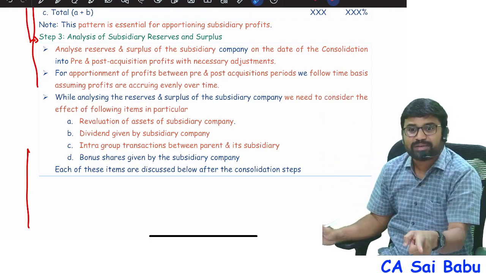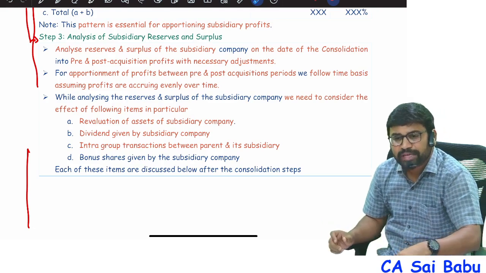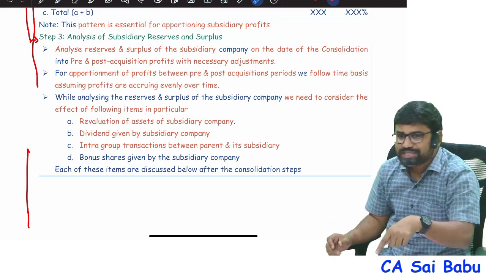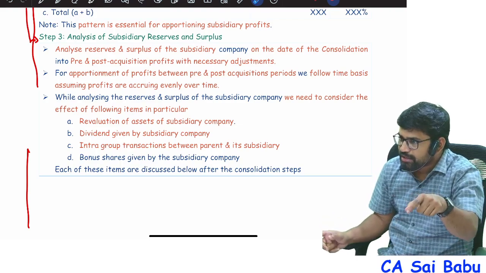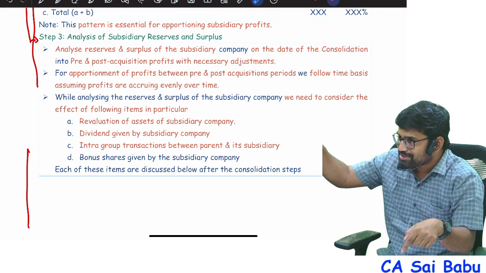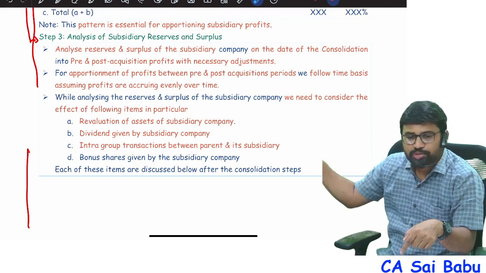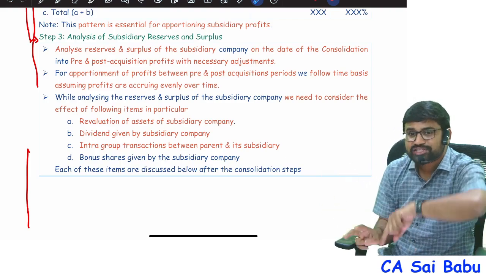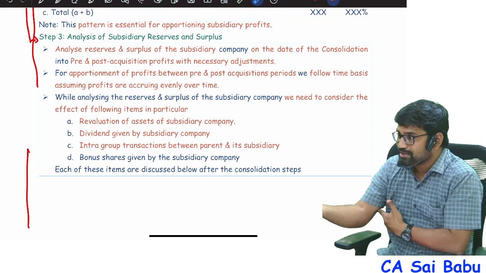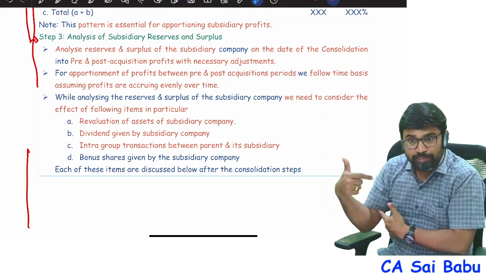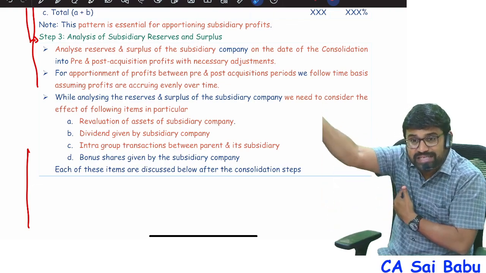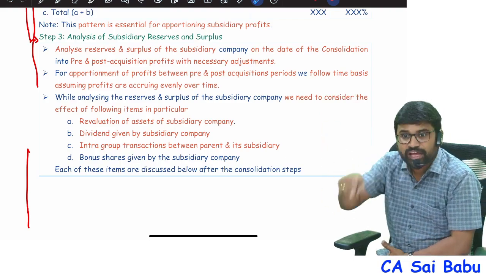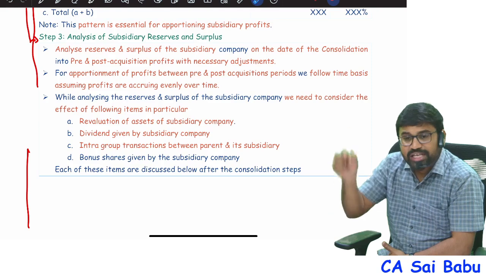Next, dividend given by subsidiary. Any dividend given by the subsidiary company? Which source have they given it from, pre or post? Pre: cost of investment will be adjusted. Post: credited to P&L account. Sometimes the parent company wrongly credits it to P&L instead of adjusting the cost of investment. Rectify it. How to rectify? Reduce it from the parent company reserves, and in step number 6, from the cost of investment, you deduct the pre-acquisition dividend. Right?